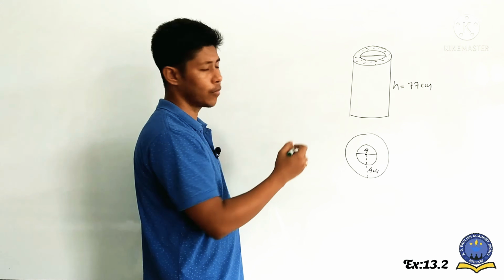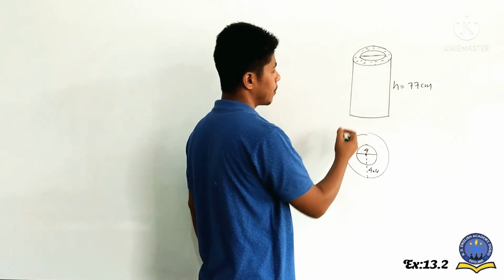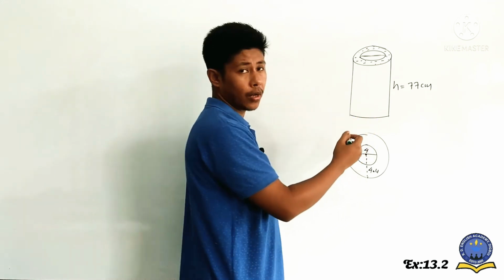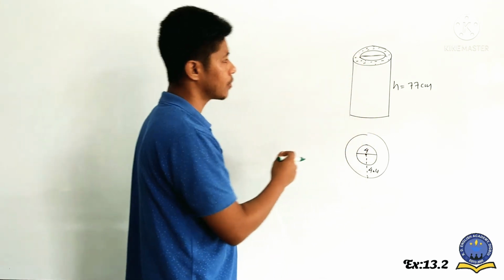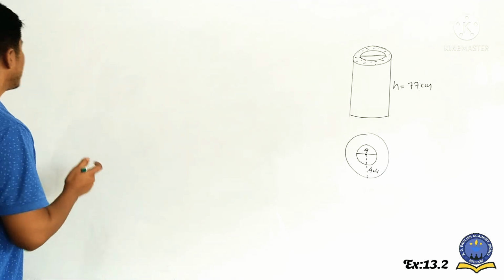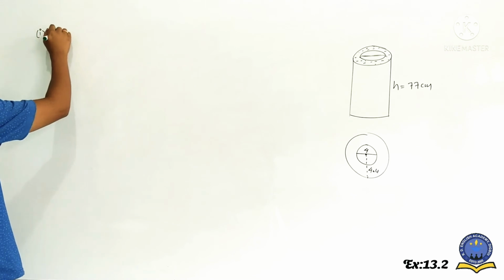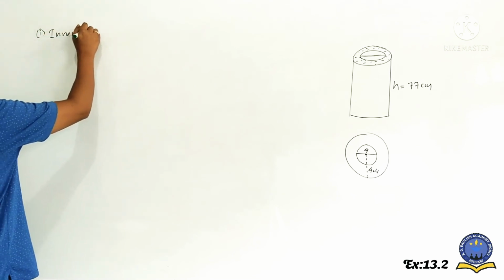Total surface area formula, all of you know what you have to do. We have to just close the outer part at the top and the bottom with the help of two circles, and then this one is the total surface area. So one by one we have to find out. First we have to find out the inner curved surface area.